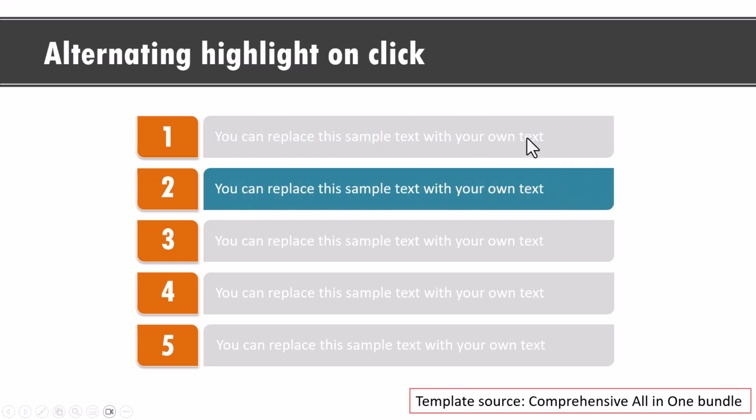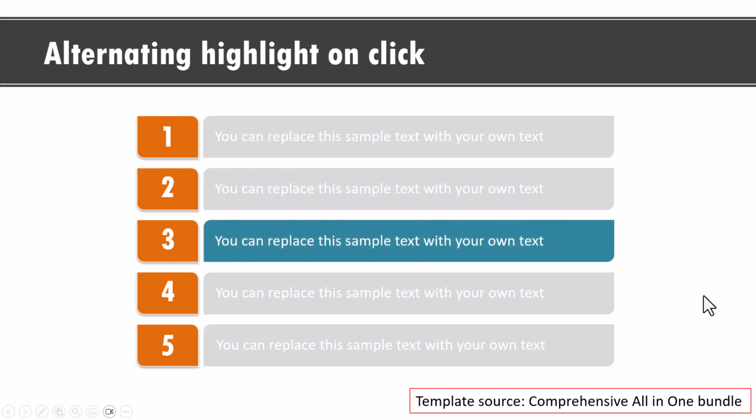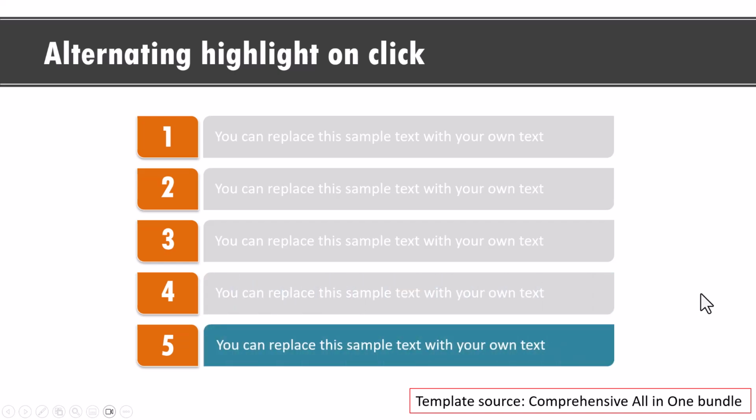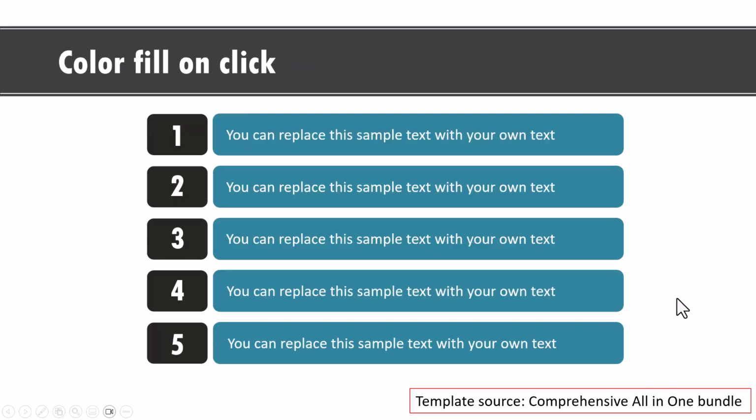The audience still knows what was talked about earlier, but then their attention is clearly on the point of discussion, and therefore I can move my audience's attention according to my pace, and therefore I can keep them engaged all throughout. If you don't want to use something complex like this, of course, this is a template from our comprehensive all-in-one bundle. You can use a variation like this. This is color fill on click. Once I finish explaining a point, I can differentiate it with a different color, and you can see as I move through the various points, the ones that are covered are clearly shown.